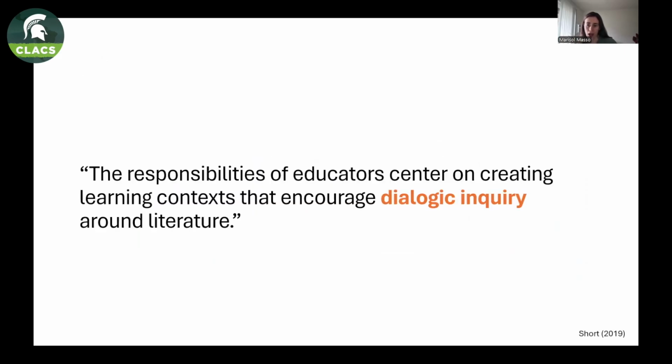As an educator, I am aware that the responsibilities of educators center on creating learning contexts that encourage dialogic inquiry around literature. Although my lesson was focused on developing students' oracy and writing skills in English, I also wanted them to connect with this global story, its geography, society, and culture. I wanted it to spark their curiosity about this boy and the context that shape his way of living.